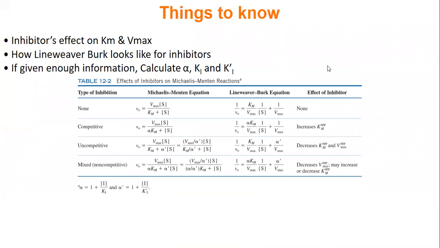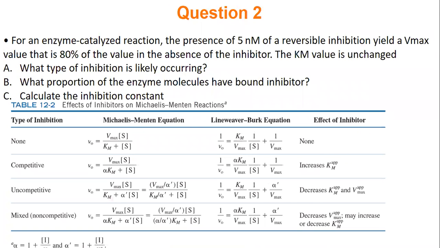Right. So what do you need to know from this series of slides? I would like you to know for our 3 types of inhibitors, how we affect Km and Vmax, what the Lineweaver-Burk looks like for all these inhibitors, and, using our equations shown on this table, how to calculate alpha, Ki, or Ki prime. So make sure we go over that. And we're going to do a problem here.